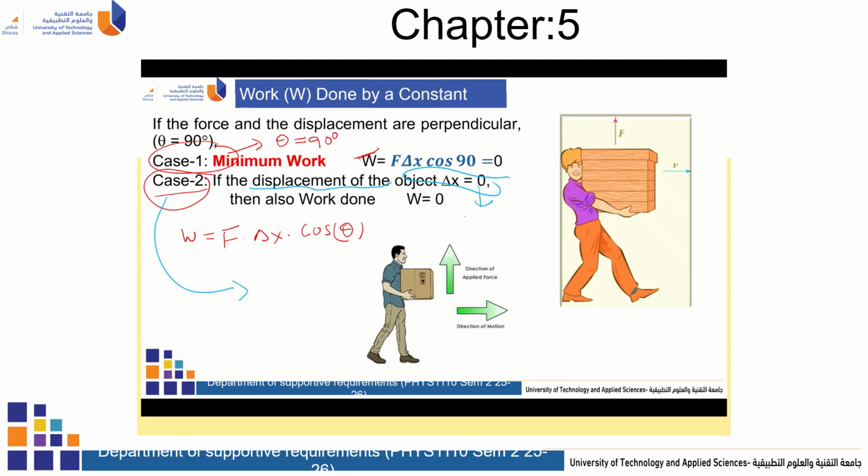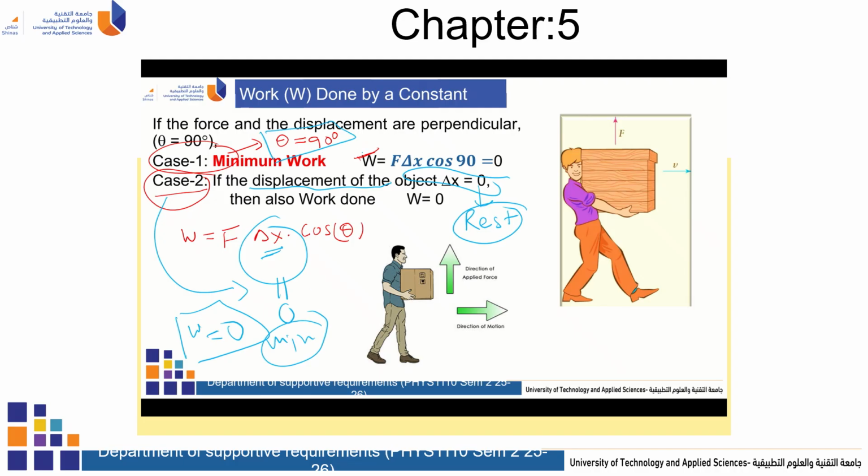What is the meaning of this? It means the object is at rest, it is not moving. So if the object is not moving, then the displacement is 0, and because the displacement is 0, the work is 0. So these are the two cases when the work is 0 or minimum. In case number one, theta is 90, and in case number two, work is 0 but the condition is different. The displacement is 0, the object is not moving.